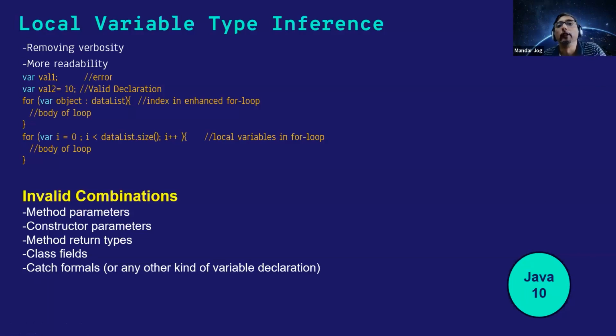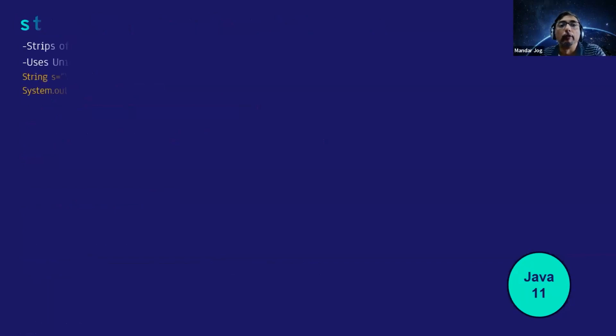So that is about local variable type inference. Let's get back to Java 11.